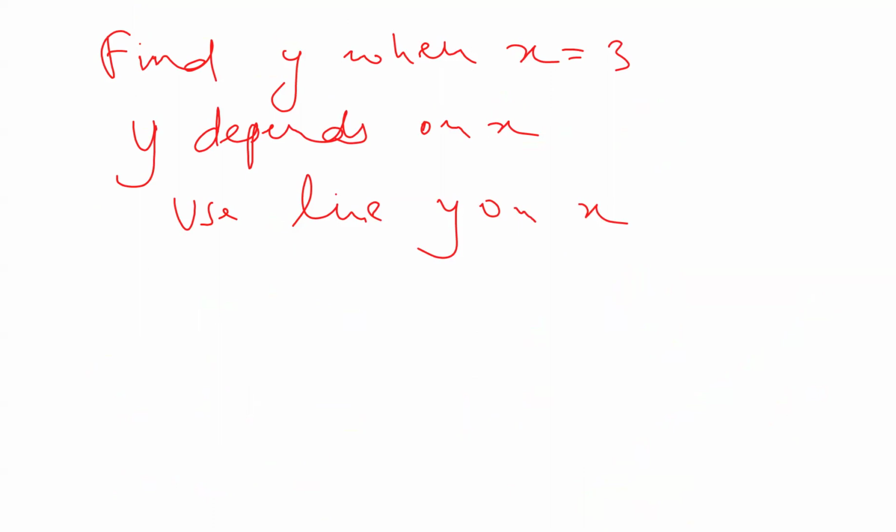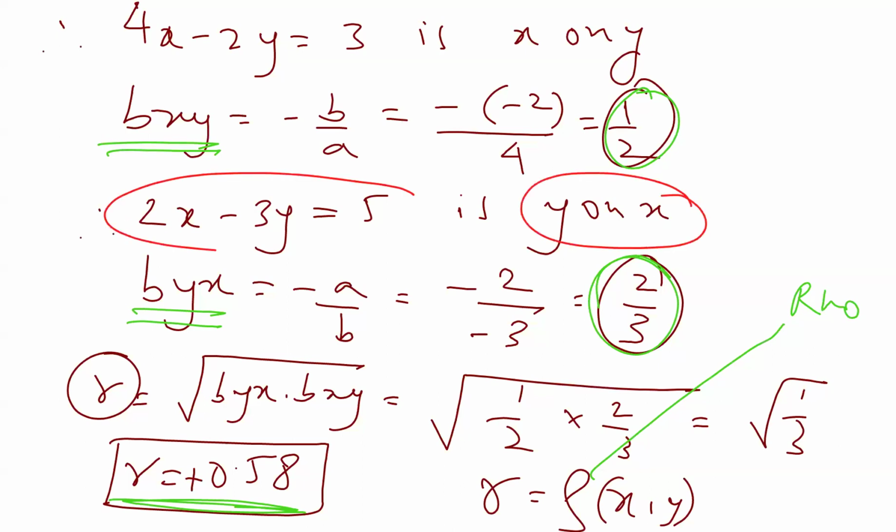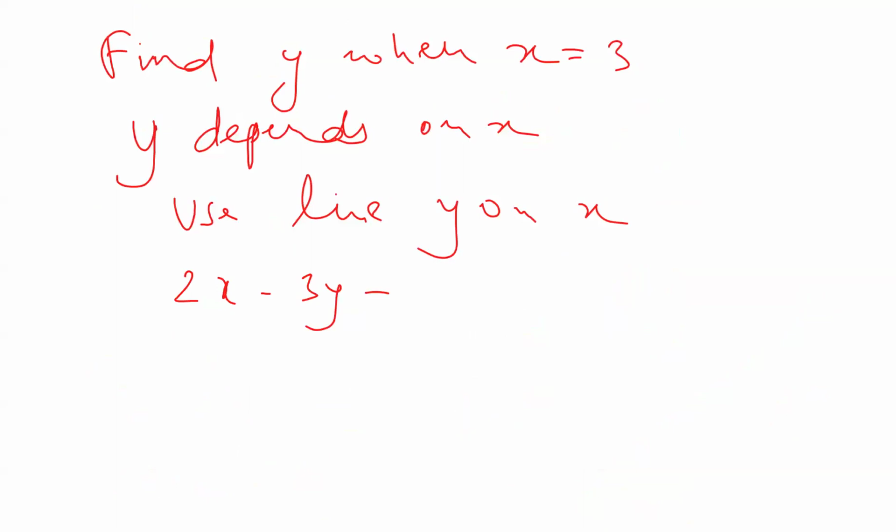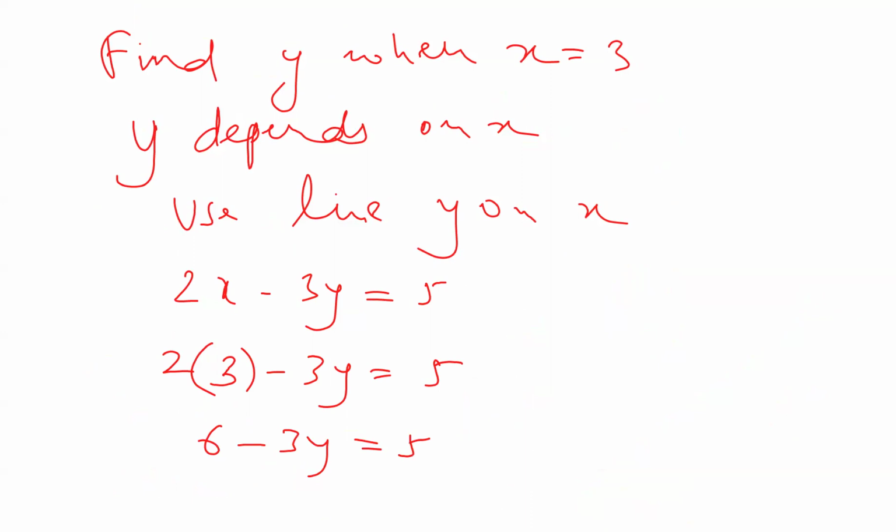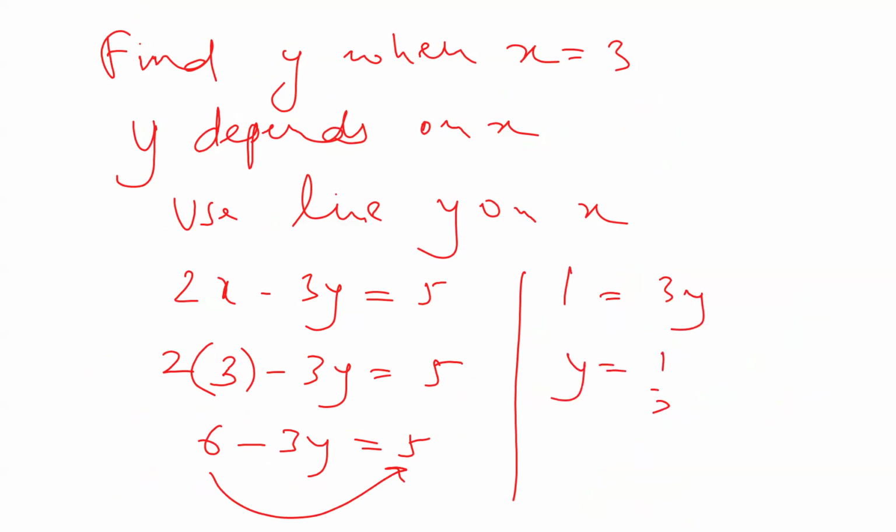We have calculated what is line y on x as per the right assumption. So line y on x is nothing but 2x minus 3y is equal to 5. In this, put the value of x as 3. So 6 minus 3y is equal to 5. So 6 minus 5, which is equal to 1, is equal to 3y. Y will be 1 by 3. Okay, this is how we have estimated the value of y.